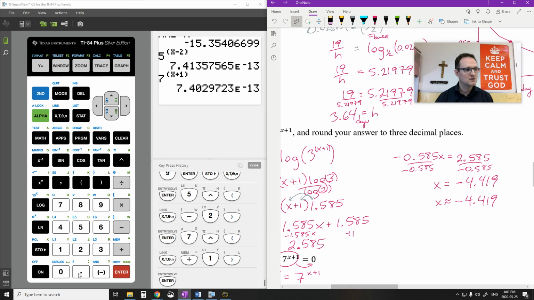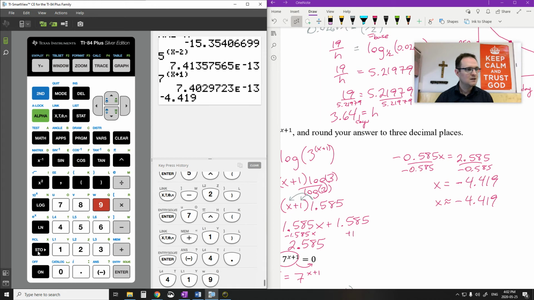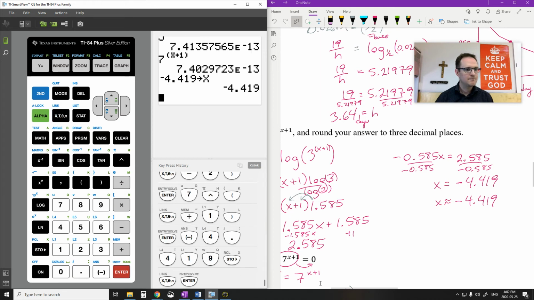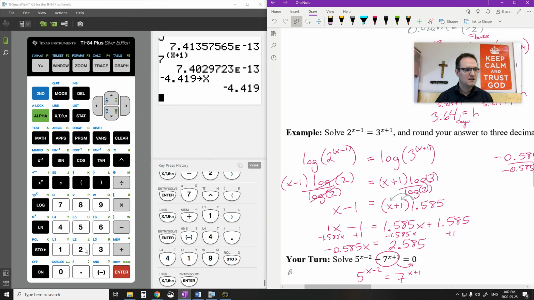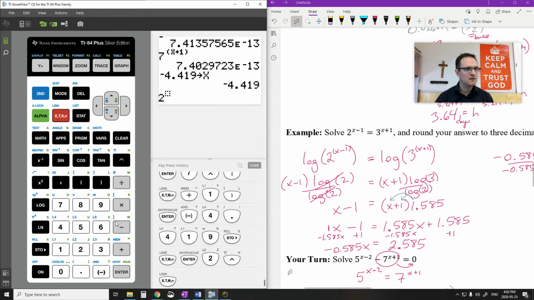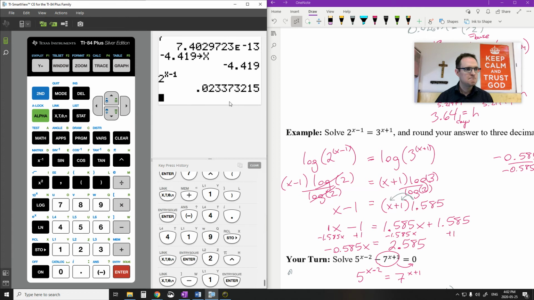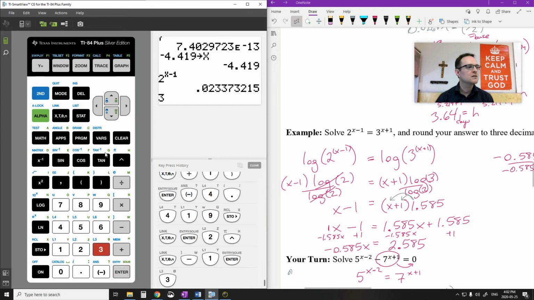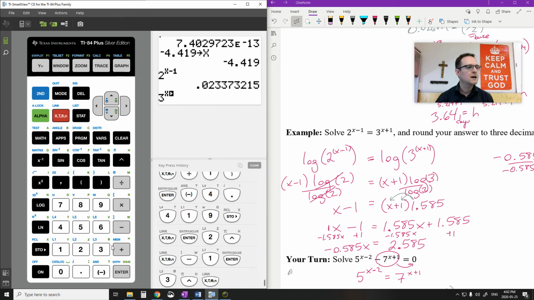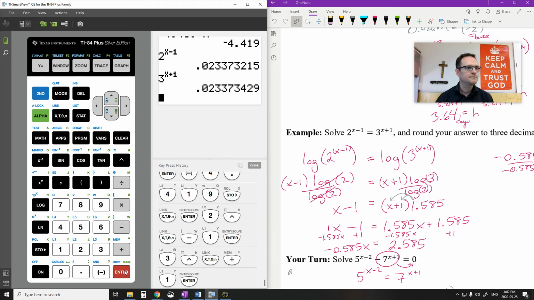So what I'm going to do is I'm going to go negative 4.419. I'm going to store that into x. I'm going to verify to see if this works. So this would be 2 to the power of x minus 1. Yeah, that's a bit more reasonable number. It's not really small like the previous one. Remember, this e stands for times 10 to the negative 13, so it's a really small number. This one here, 3 to the power of x plus 1. Yeah, those are really close to each other. That's pretty good. I like that.